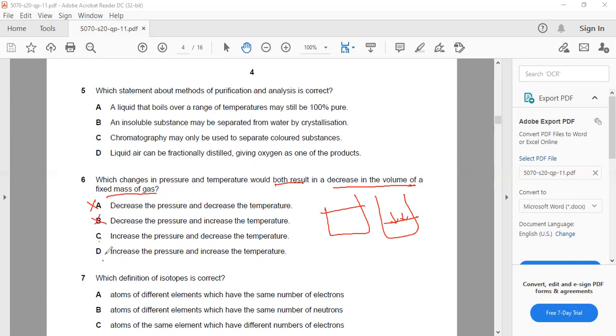Decrease pressure is wrong, any one of these answers, increase pressure. And increase temperature is wrong, because if you increase the temperature, then volume will increase, particles gain kinetic energy and they will have more energy, they will apply more pressure. C is the answer. So increase the pressure and decrease the temperature.